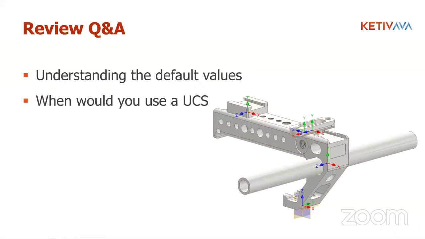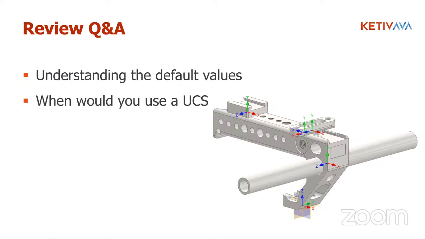All right, so today we went over understanding what the origin creates when you open a part in an assembly, and then how you could use the UCS both in features and in an assembly to constrain, and then even more specifically being able to use it within an assembly to reorient your axis.